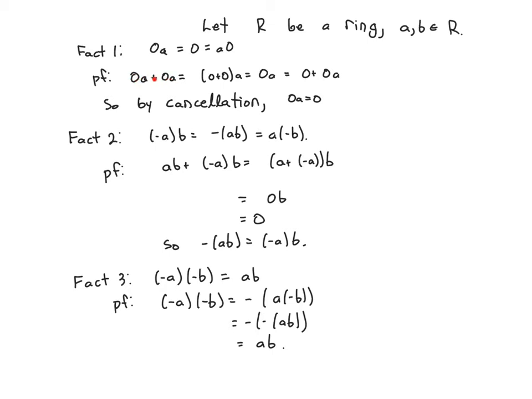Suppose you add 0a plus 0a. Well, by the distributive property, you can factor out the a, and you have 0 plus 0 times a. But 0 is the additive identity, so 0 plus 0 is just 0. So now you have 0a plus 0a is equal to 0a. On the other hand, you can add another additive identity because 0 plus 0a is equal to 0a. And so what you've managed to show is this equality. So by cancellation, you can cancel out a 0a, and you have 0a equals 0.